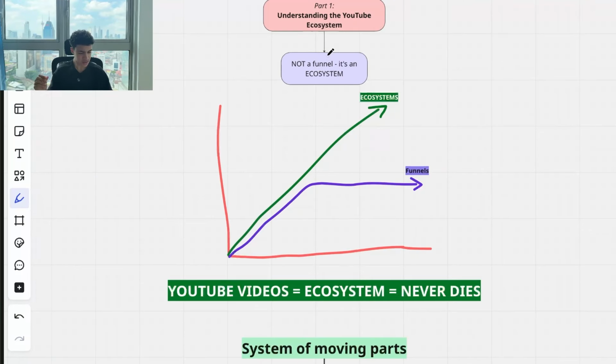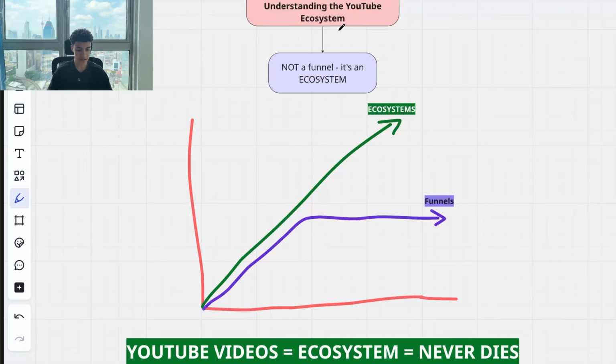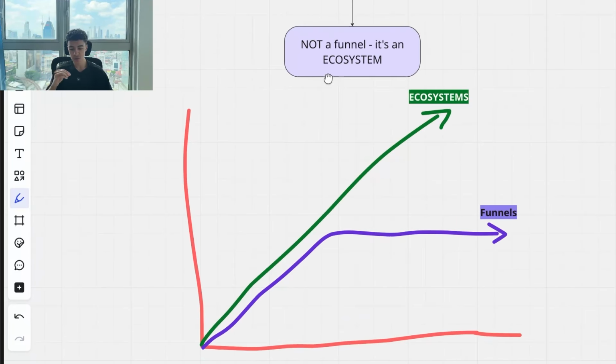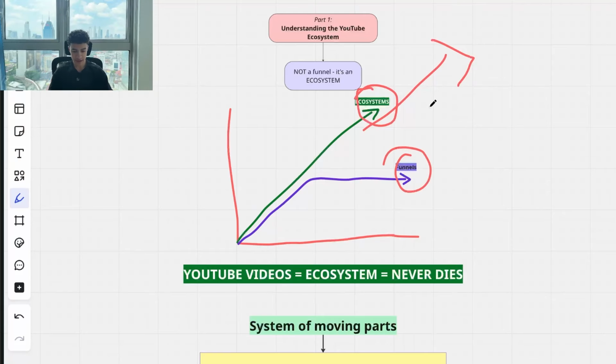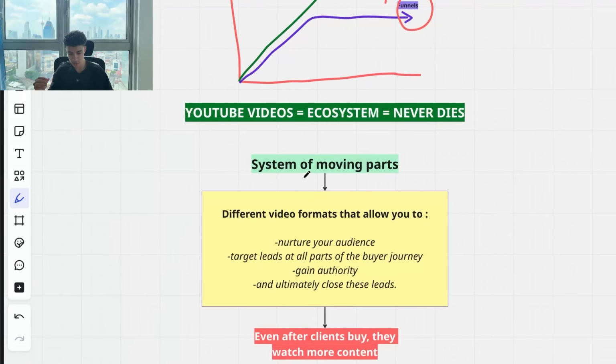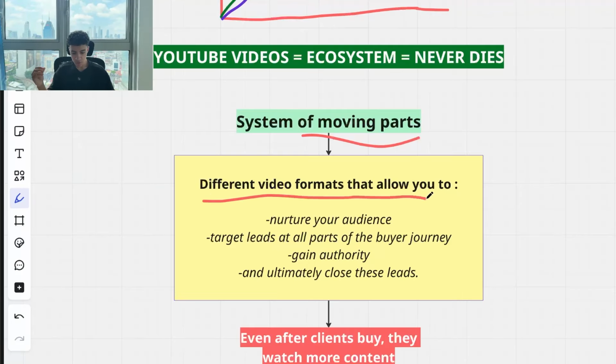So let's start by understanding what makes this different from everything else we've heard about YouTube. I call this the YouTube ecosystem model, and it's fundamentally different from a YouTube funnel, because funnels die, but ecosystems grow forever. YouTube videos never die if you do it correctly. They work 24/7, generating leads while you sleep, and they continue growing in value over time. The ecosystem is a system of moving parts, different video formats that allow you to nurture your audience, target leads at all parts of the buyer journey, gain authority, and ultimately close these leads.